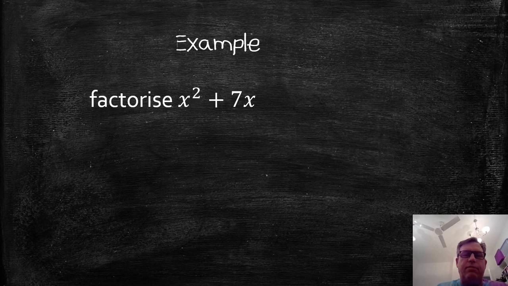Okay, next example. This time, if I look at the numbers, it's a 1x squared and a 7x. The highest common factor is 1. But this time, the first term has an x times x. x squared is x times x. And 7x is 7 times x. So they do have a common factor of x. So my x is going to come in front of the bracket.